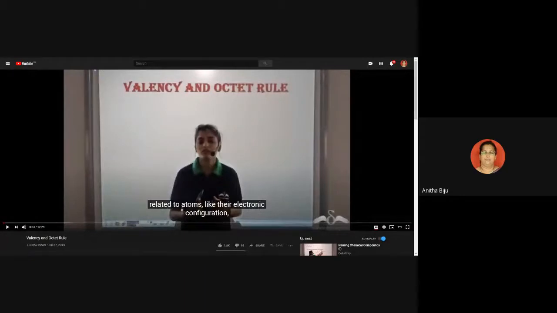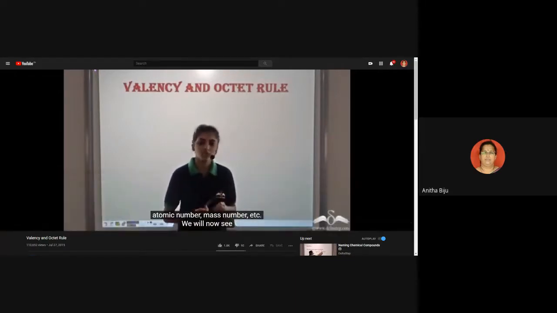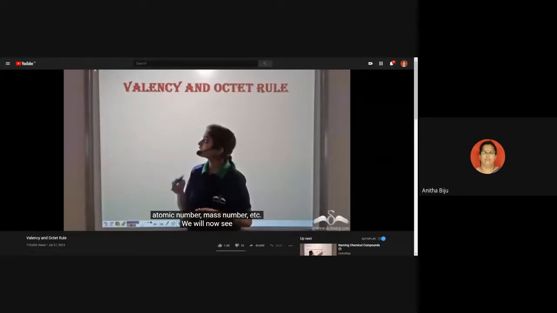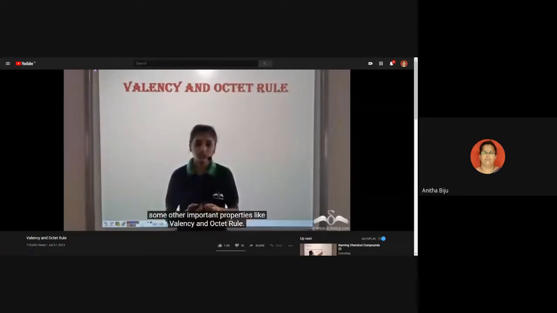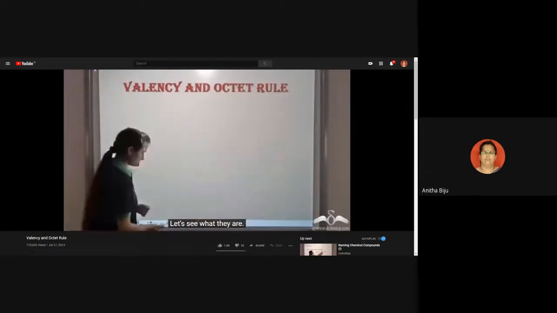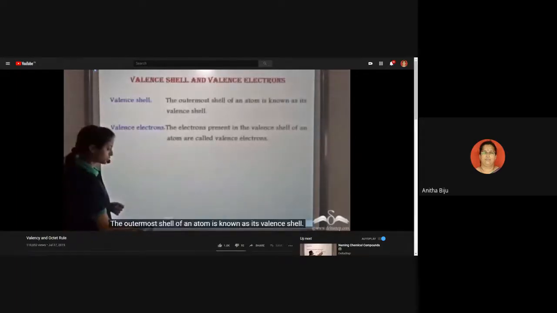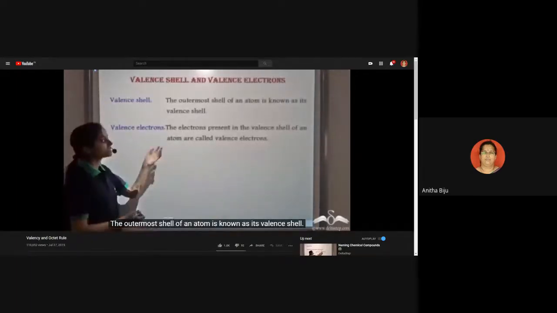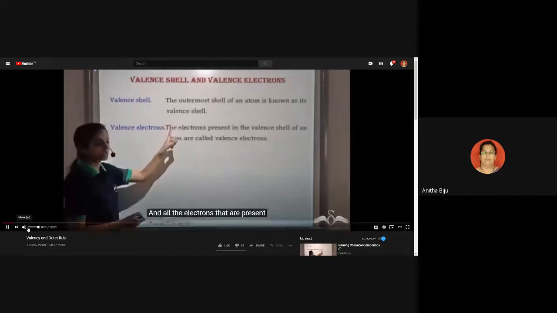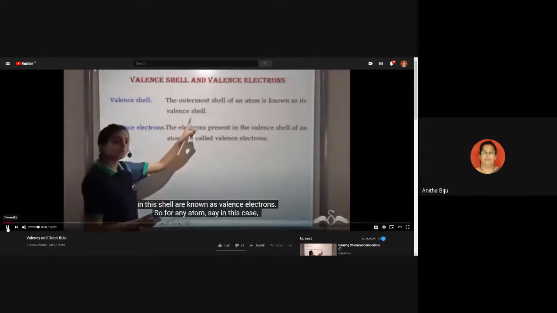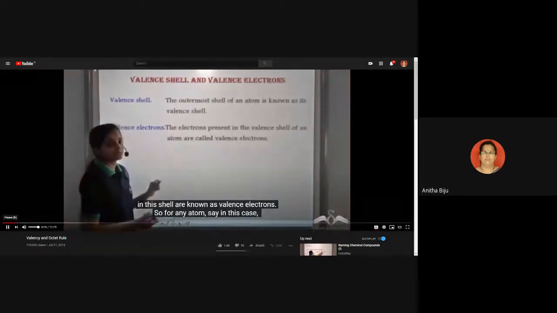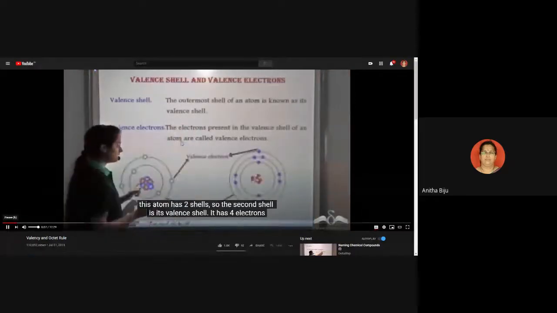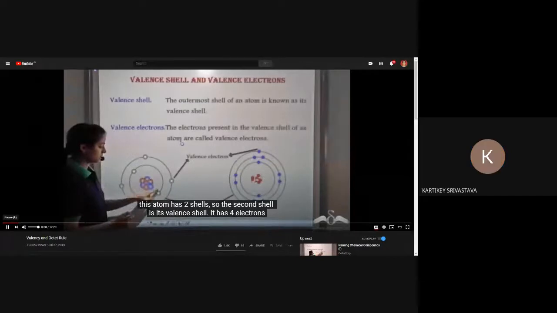Okay. So let us think about valency and octet rule. This slide has all the points, like their electronic configuration, atomic number, mass number, etc. We'll now see some other important properties like valency and octet rule. Let's see what they are. The outermost shell of an atom is known as its valence shell, and all the electrons that are present in this shell are known as valence electrons. So for any atom, you can take this definition.